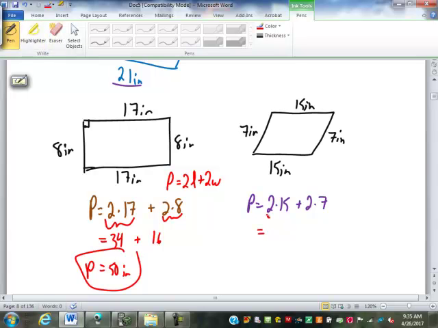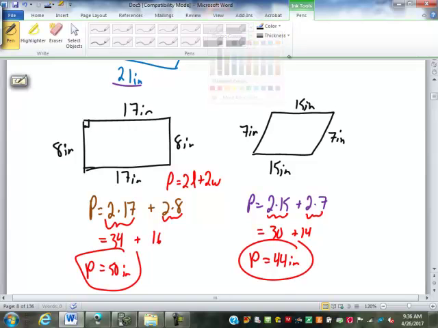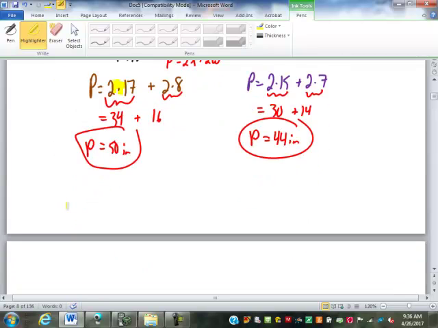So this one over here, 2 times 15 is 30. 2 times 7 is 14. That adds up to 44 inches. So perimeter is pretty simple. If we have straight sides, all you have to do is add up the lengths of the sides, no matter how many there are. If you have sides that are repeated, like there are here, this side appears twice, so I can just do 2 times that, so I don't have to add them in as many times.